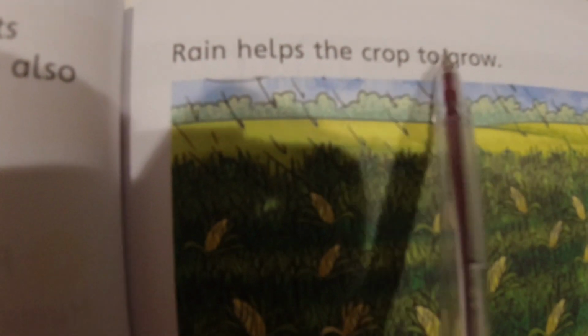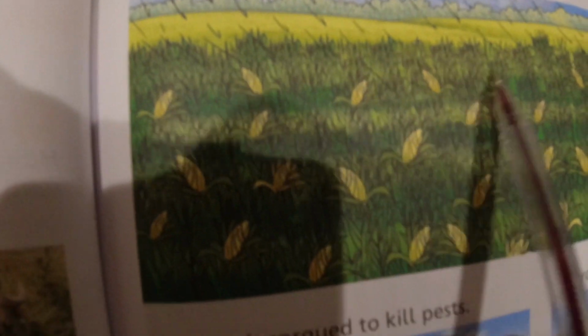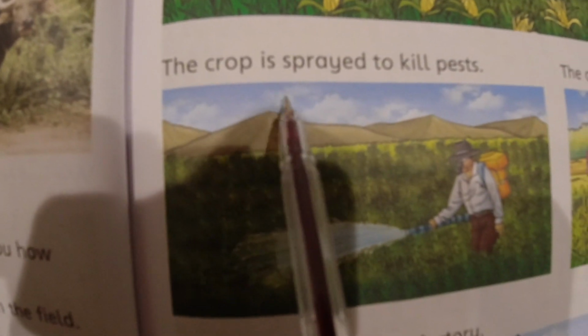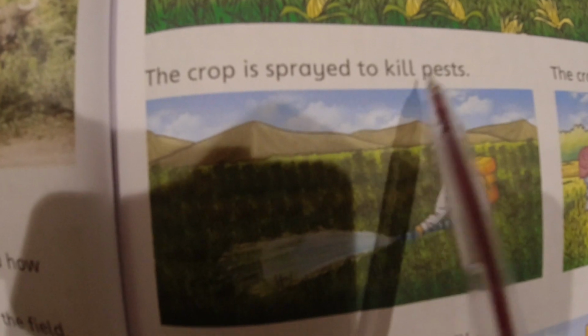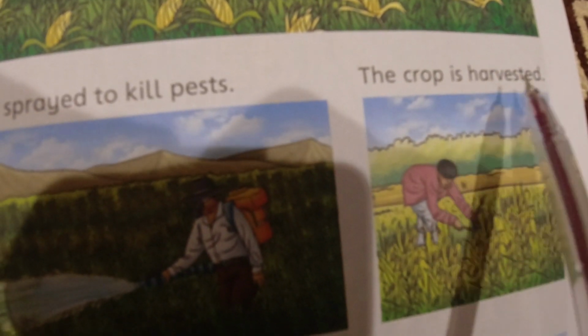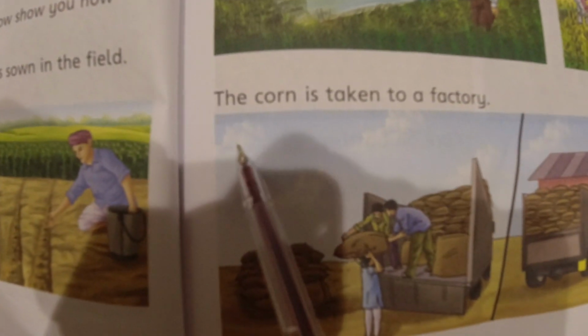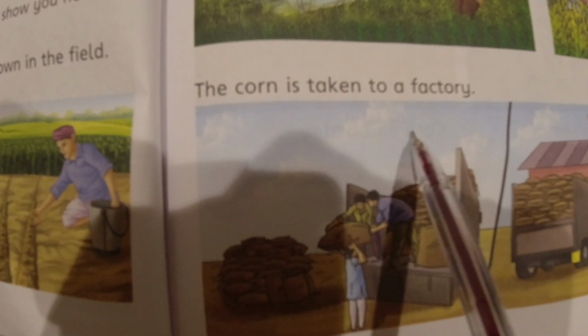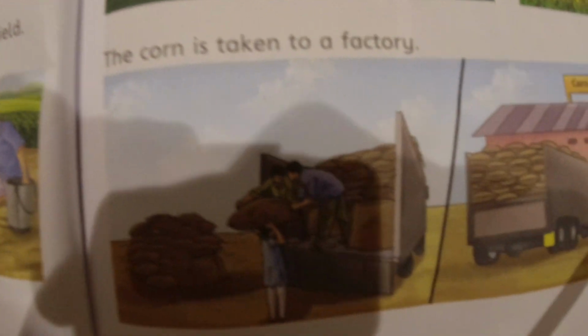Rain helps the crop to grow. The crop is sprayed to kill pests. The crop is harvested. The corn is taken to a factory.